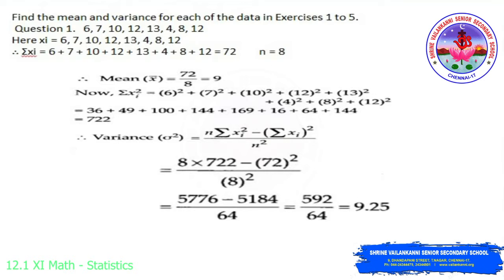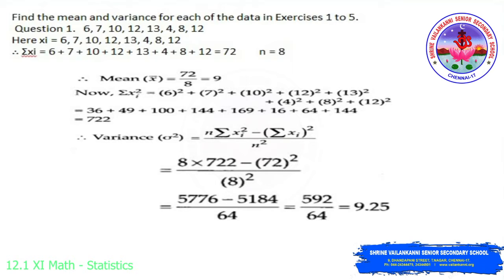So we have sigma xi, which is 72. So mean x bar is equal to 72 by 8, which is equal to 9. Here 72 is the sum of the observations and n equal to 8 is the number of observations. Now sigma xi square is the sum of the squares of these numbers: 6 square plus 7 square plus 10 square plus 12 square plus 13 square till 12 square. Adding these we get 722.